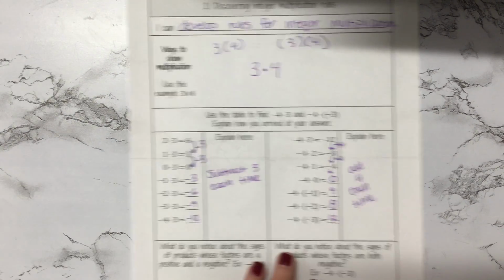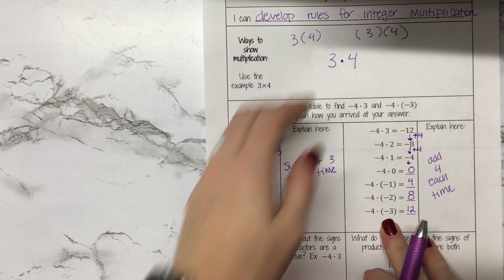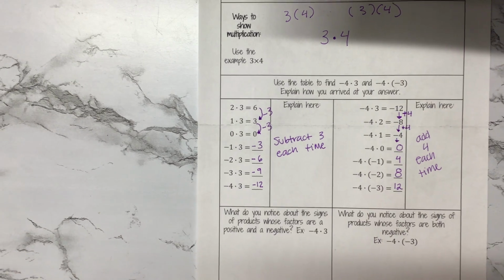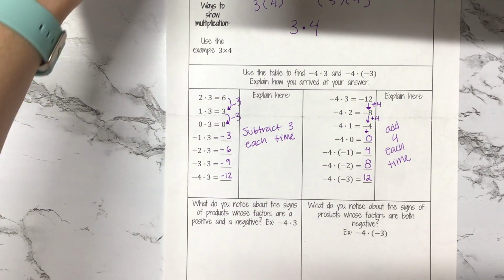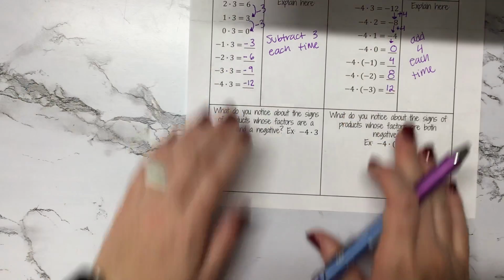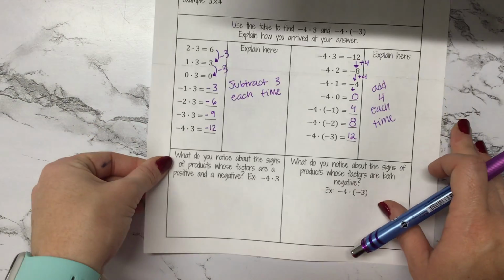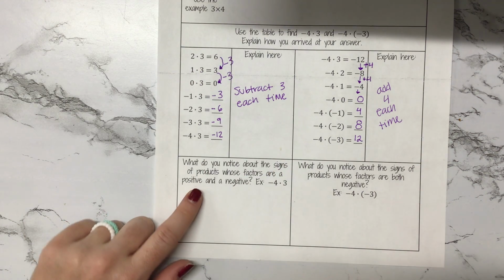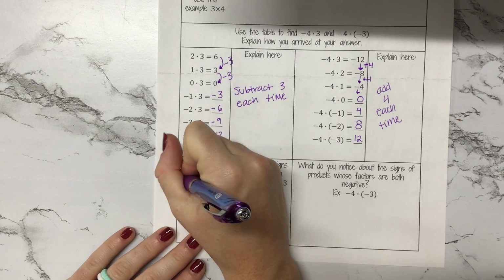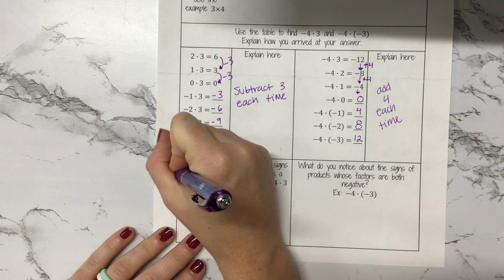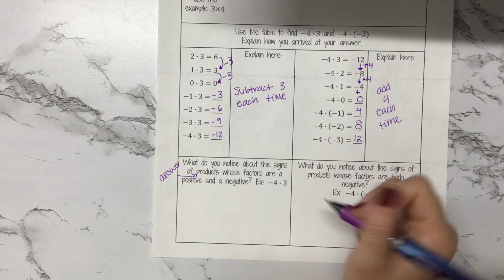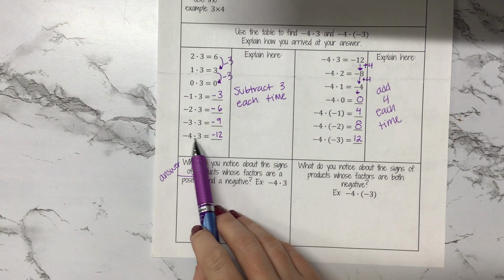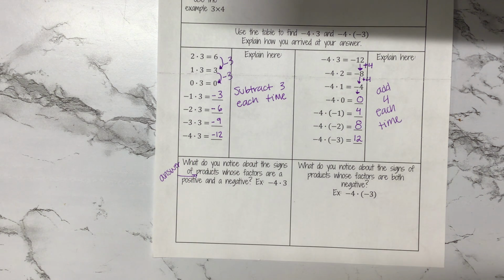Scoot him over. You'd think I would have figured this out by now, y'all. More scooching. Let me rearrange on my desk. Here we go. All right, so I want you to think about what do you notice on this guy, about factors, about products. Okay, product is the answer to a multiplication problem. So what do you notice about these guys whose factors, so the two things you're multiplying together, are a positive and a negative?